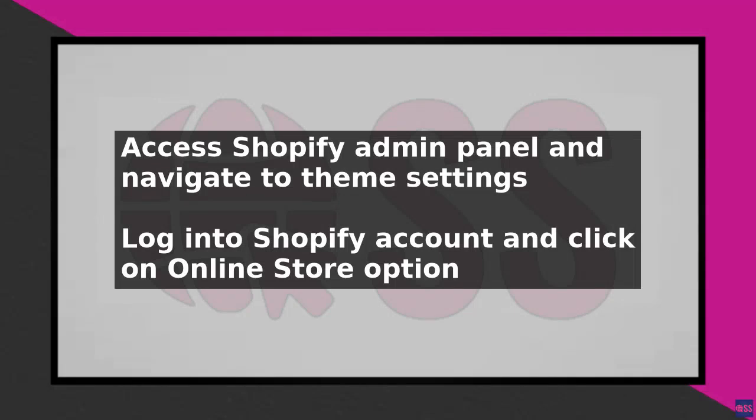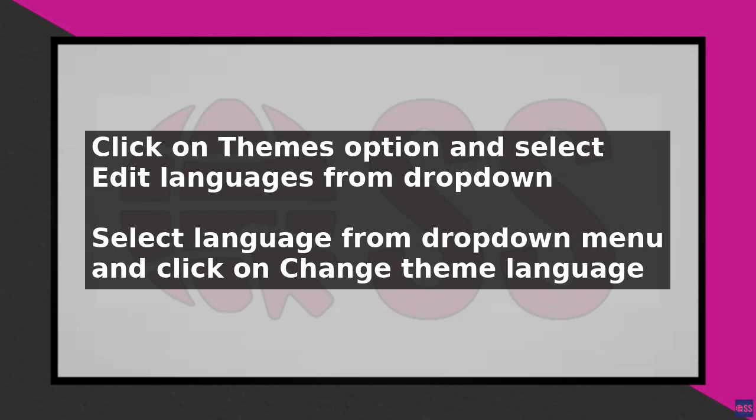To change the theme language in Shopify, you need to access your store's admin panel and navigate to the theme settings. Start by logging into your Shopify account and clicking on the Online Store option from the navigation menu. From the Online Store page, click on the Themes option. Then click on the Actions drop-down menu next to your current theme and select Edit Languages.